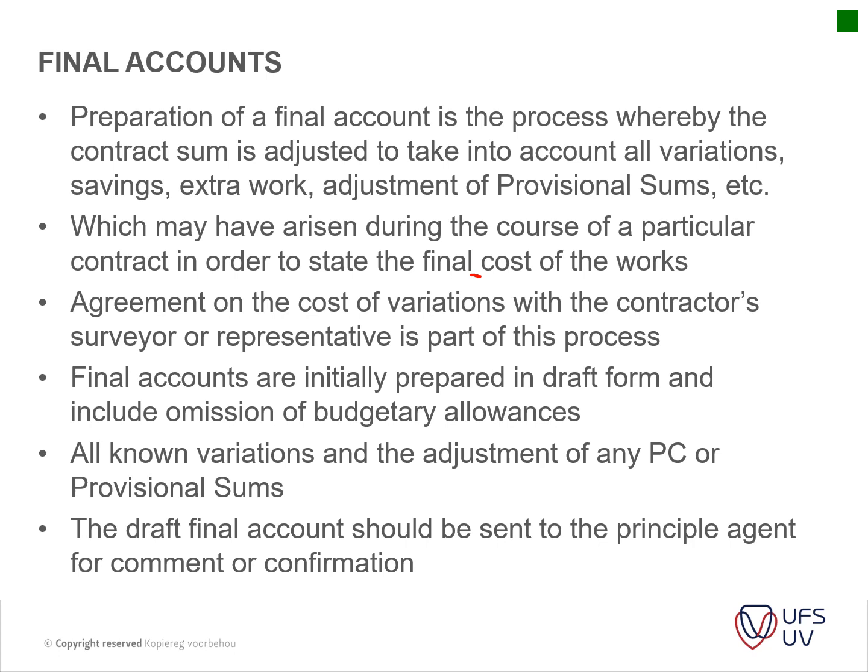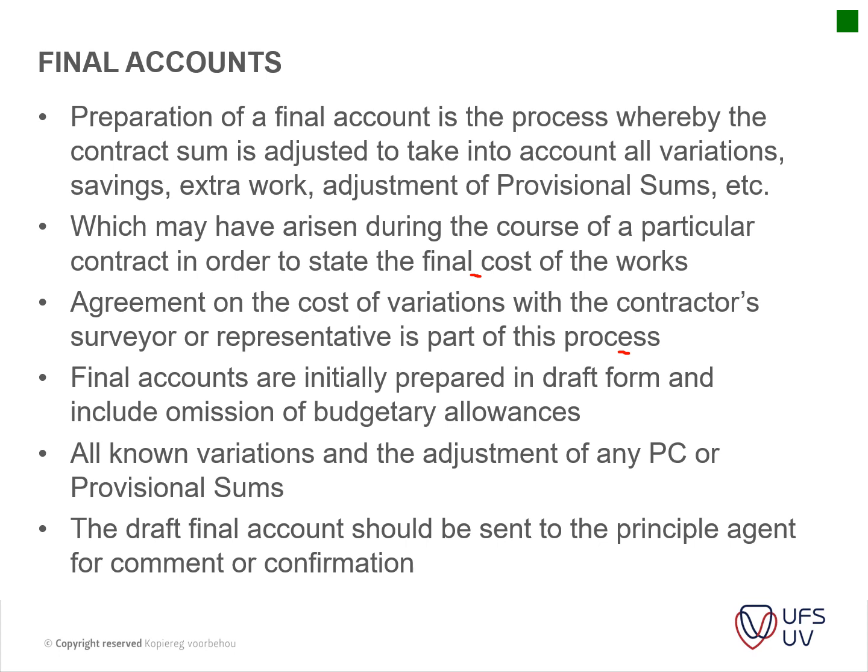Agreement on the cost of variations with the contractor's quantity surveyor representative is part of the process. So it's usually best if you keep track during the course of the project and not leave it to the end of the project and now having to remember what was said, going through all of the variation orders, getting proof of actual variations that happened. It's easiest just to do the variation adjustments as you go through the project.